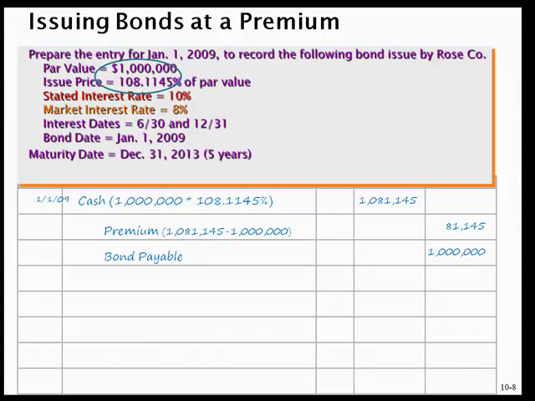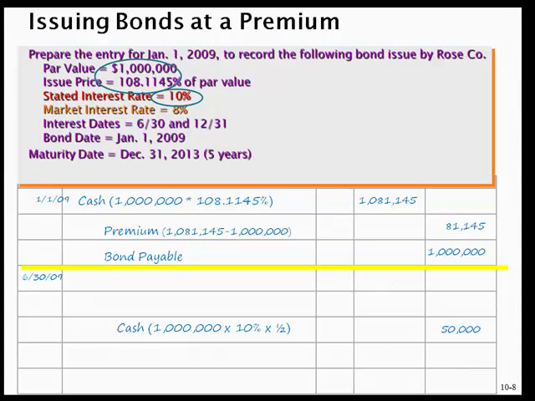Same process applies here though. We're going to take this premium and spread it out over the life of the bond, but unlike discounts that add to our interest expense, premiums are going to reduce the amount of interest expense. So first semi-annual interest payment, we agreed to pay 10%. So our cash is going to be based on the stated rate, $1 million times 10% times 1/2.